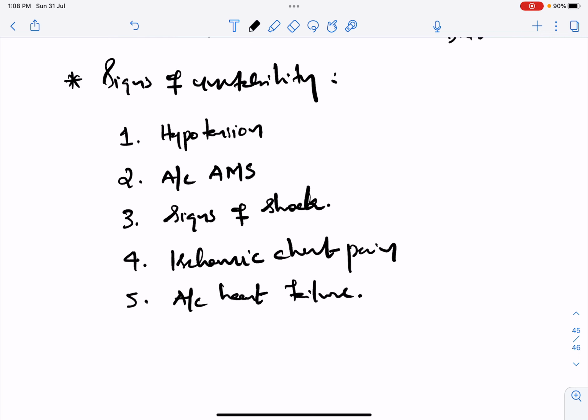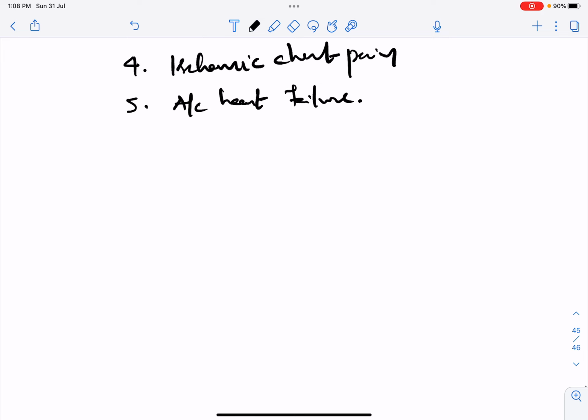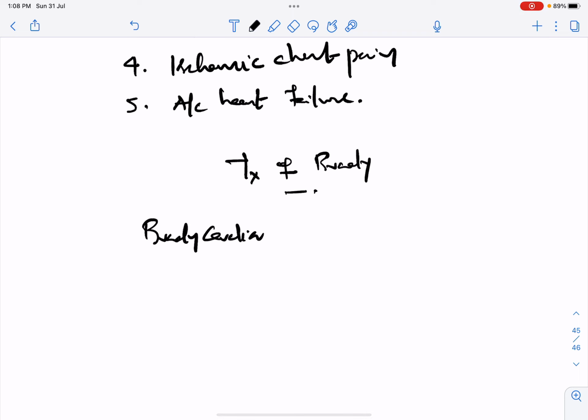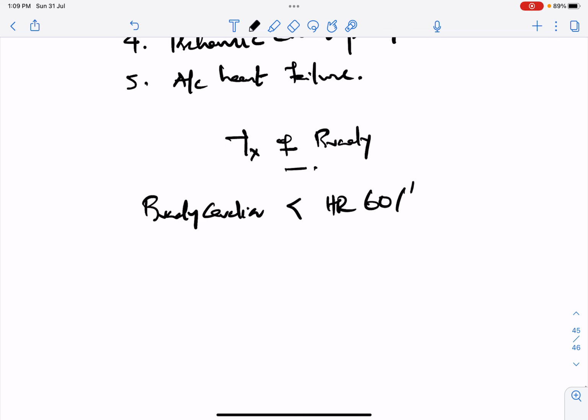Okay, now we are moving on to the treatment part of bradycardia. Treatment of brady. Usually bradycardia is defined as a heart rate less than 60 beats per minute. But typically when the patient presents with symptomatic bradycardia, the heart rate will be less than 50. Usually a heart rate less than 50 can cause symptoms of bradycardia.